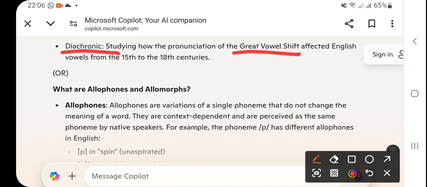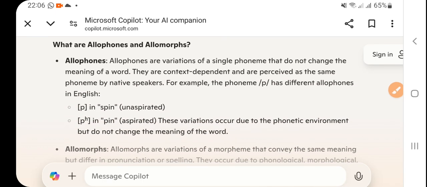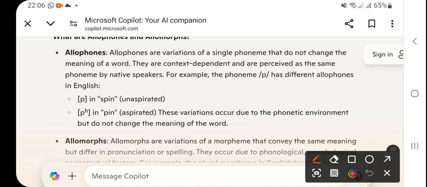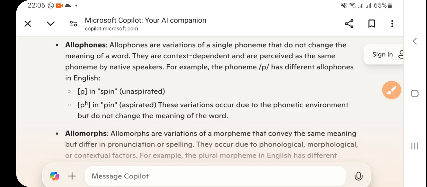Okay. Now the next question: what are allophones and allomorphs? We had already discussed. Allophones are phones, the variations of a single phoneme. So variations in a single phoneme are allophones that do not change the meaning of the word. Important: they do not change the meaning of a word, just a variation of sound. They are context dependent and are perceived as the same phoneme by native speakers.